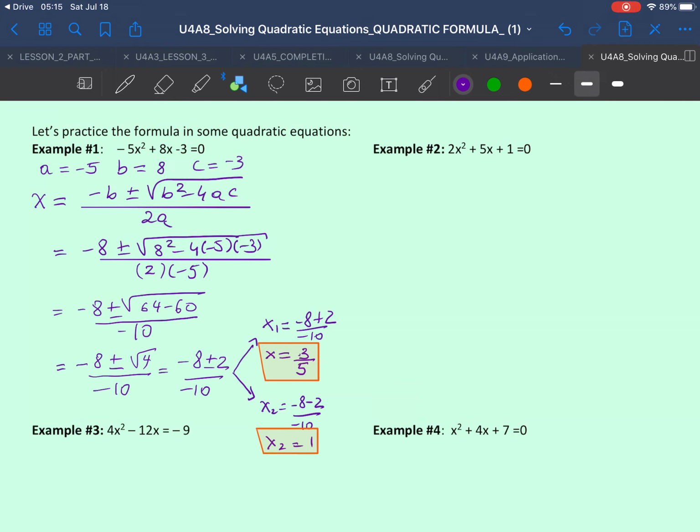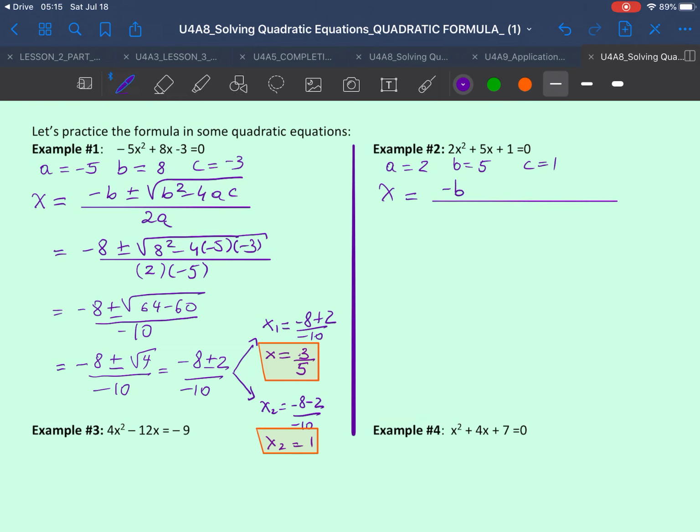Okay, so moving on to our next example. We have 2x squared plus 5x plus 1. Again, by all means, try it on your own. Your very first step should always be taking all the terms to one side. You want to have the equation in standard form in order to identify the coefficients a, b, and c. In this case, it's already in standard form, so we'll start by identifying the coefficients, which are 2, 5, and 1. Write out the formula.